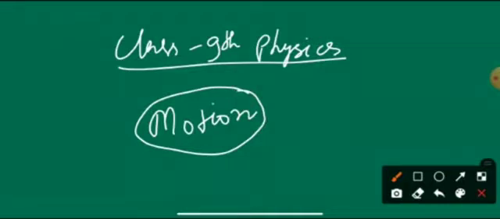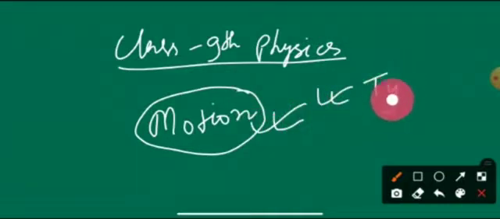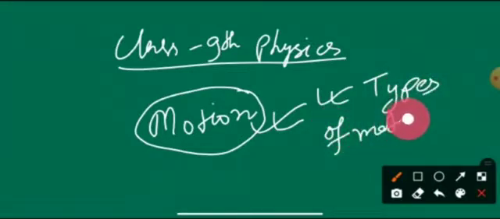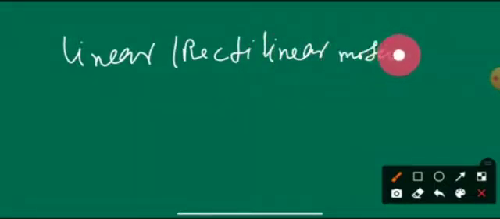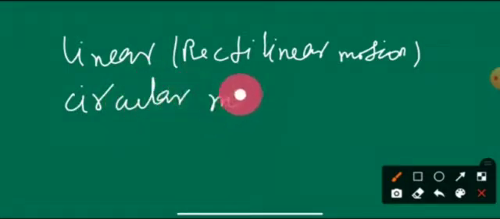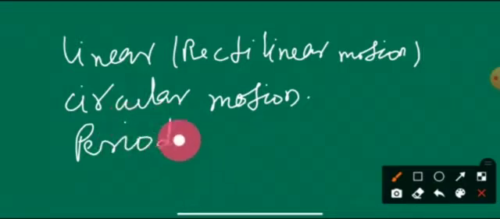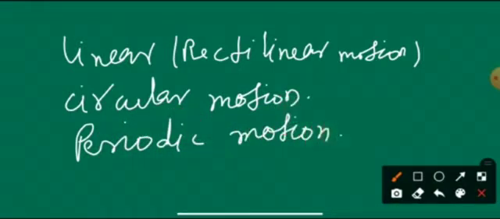In the earlier video we discussed what is motion and what are the types of motion. We learned about linear or rectilinear motion, then we proceeded towards circular motion, after this periodic motion, and finally we studied zigzag motion.